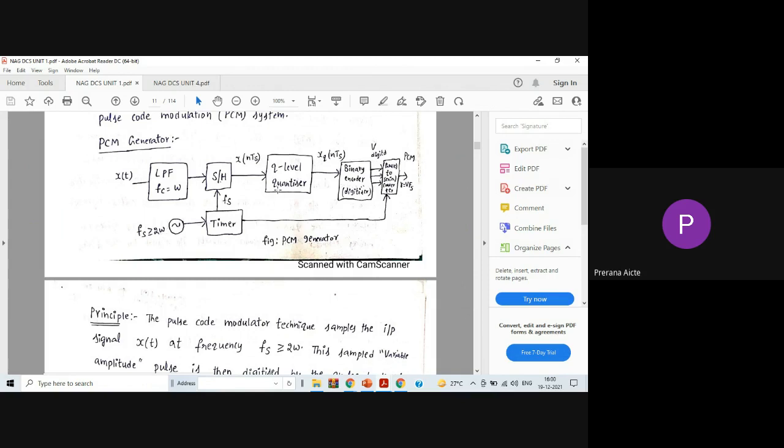Then the sampled signal is applied to the quantizer, meaning it should be converted into fixed amplitude levels. Let's say I am sending one continuous signal having samples 1.8, 3.2 and 4.9. So 1.8 is rounded off to 2, 3.2 is rounded off to 3, and 4.9 to 5. So I am getting values 2, 3, 5. Right, these are the quantized values.